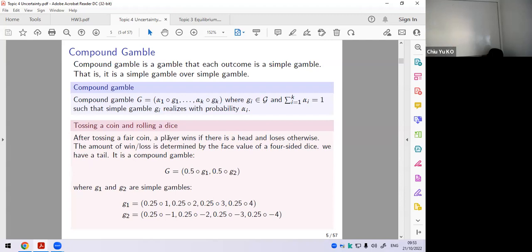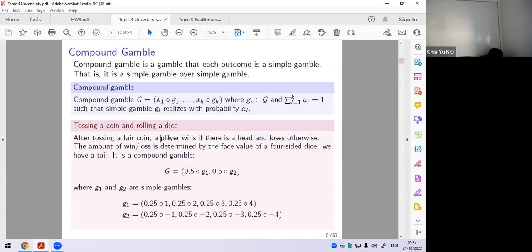The first thing is you have the coin, head or tail. If head, then you win. If tail, you lose. And if you lose or win, what's the amount? It depends on the four-sided die: 1, 2, 3, 4. If you get a head and 1, you win $1. If you get a head and 2, you win $2. If you get a tail and 1, you lose $1, and so forth.